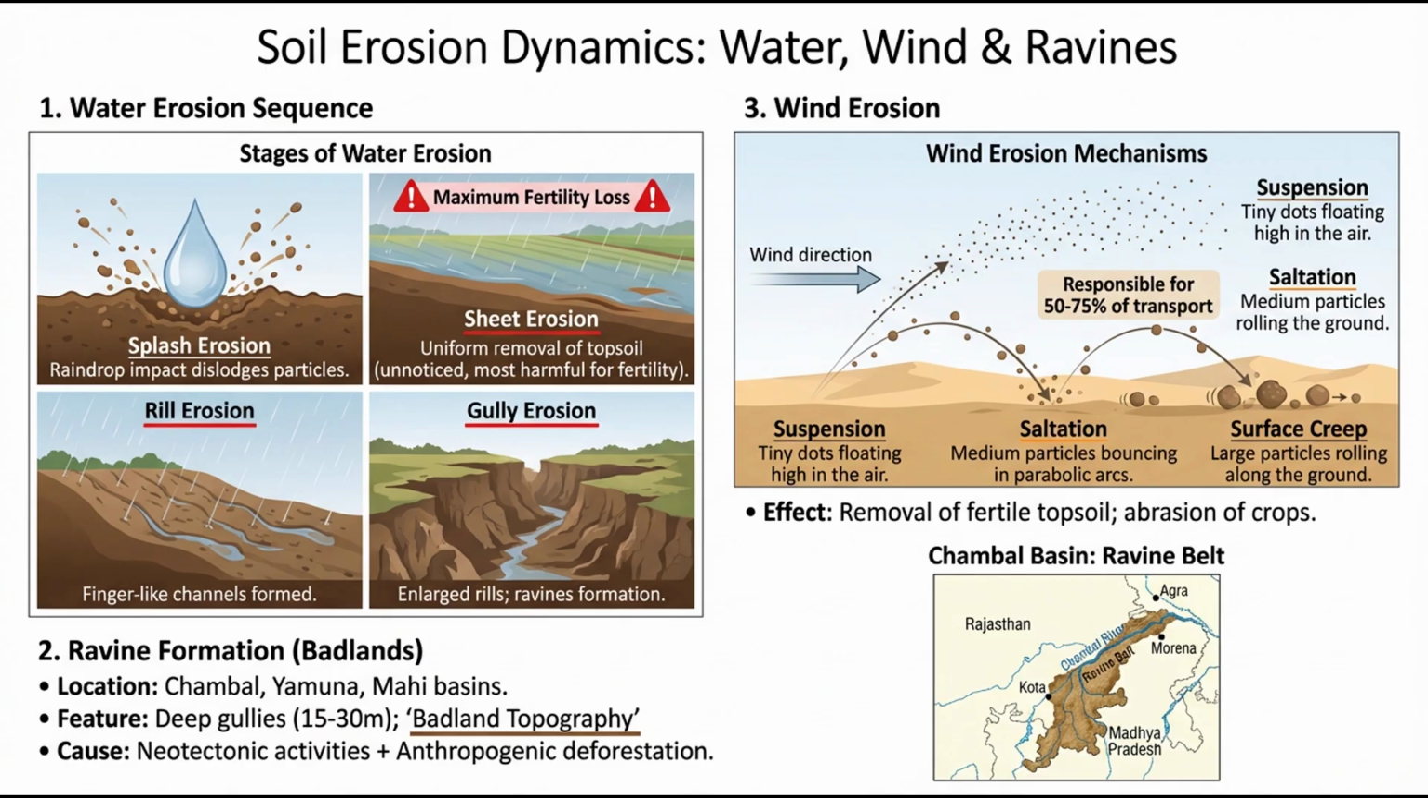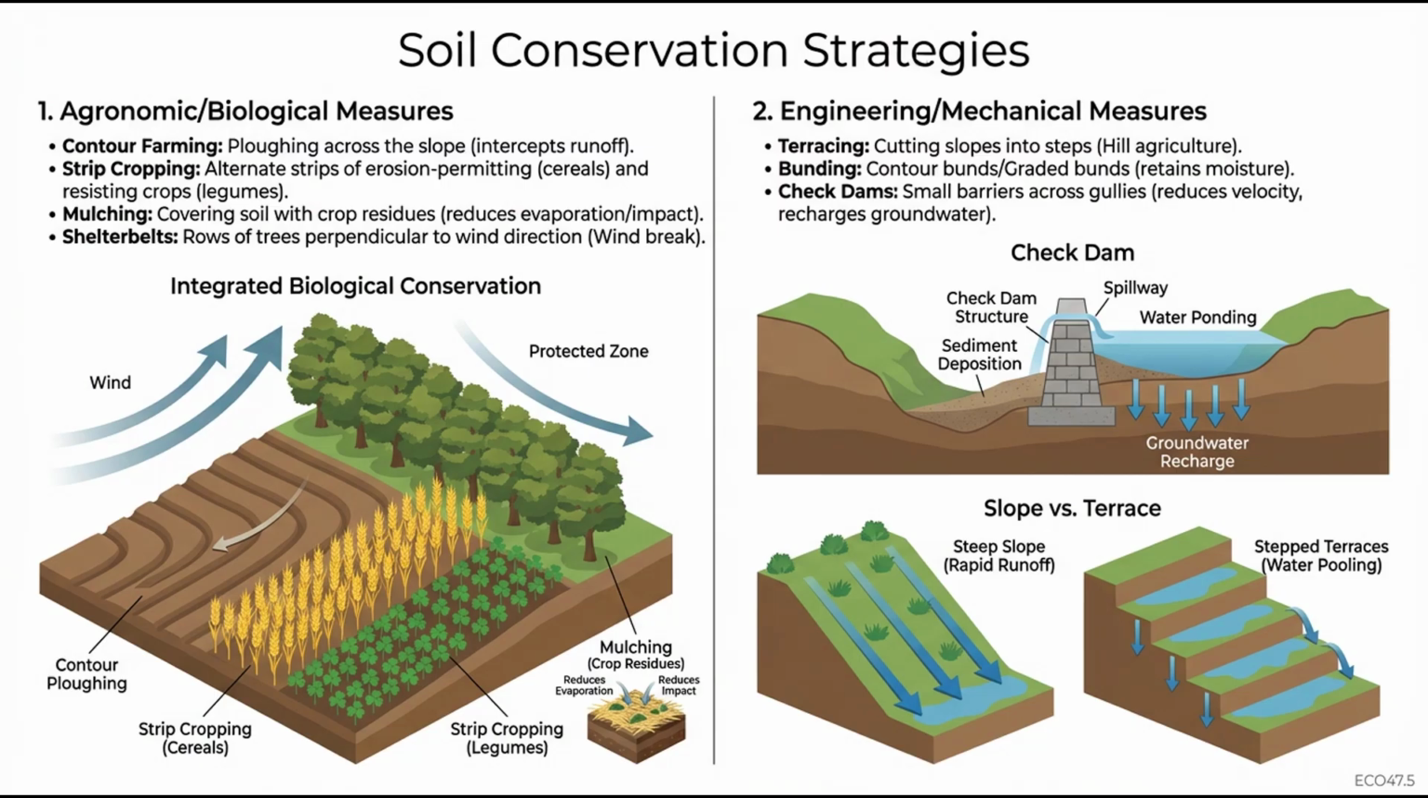Finally, the largest particles, too heavy to lift, simply roll along the surface in surface creep. This mechanism is responsible for the shifting of sand dunes and the abrasive damage to crops in arid regions. Understanding whether the erosion is driven by suspension, saltation or creep is critical for designing barriers like shelter belts. Clear hai? Having diagnosed the disease of erosion, we now move to the cure: soil conservation strategies.